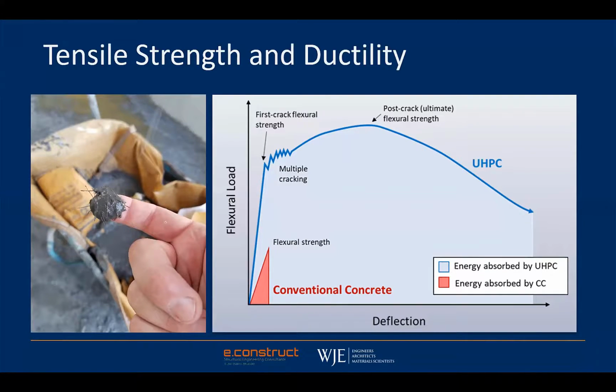So going back to the plot, which shows flexural load versus deflection, the blue curve represents the flexural response of UHPC, and the area under that curve represents the amount of energy that the UHPC absorbs during that process. You can compare that against conventional concrete, which is the red triangle. Basically, we have no ductility after cracking.